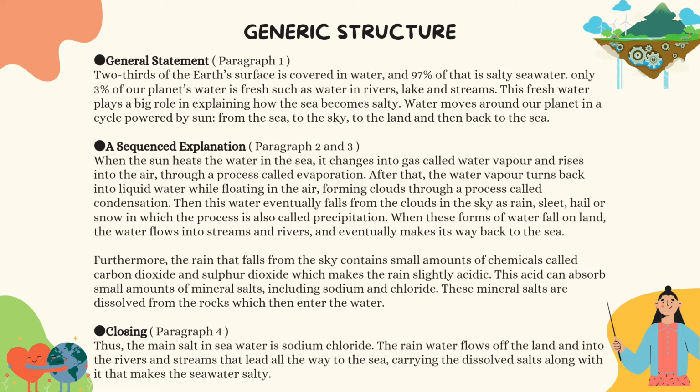Furthermore, the rain that falls from the sky contains small amounts of chemicals called carbon dioxide and sulfur dioxide, which makes the rain slightly acidic. This acid can absorb small amounts of mineral salts, including sodium and chloride. These mineral salts are dissolved from the rocks, which then enter the water.